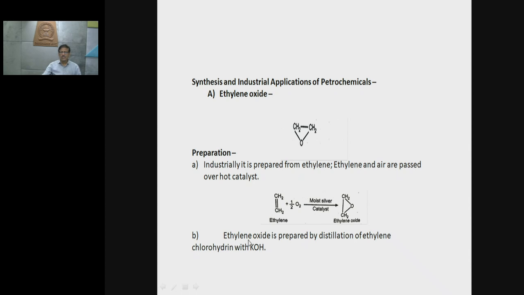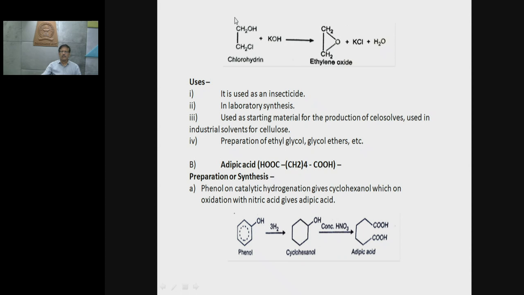Second method is ethylene oxide is prepared by distillation of ethylene chlorohydrin with KOH. See, this is chlorohydrin reacted with potassium hydroxide. So firstly the KCl is removed from chlorohydrin and KOH, and OH from KOH and the hydrogen from CH2OH, removal of water molecule, and this oxygen is now bonded to this carbon. Already this is bonded to one carbon, and now after removal of KCl and removal of H2O, this oxygen is bonded to another carbon. So this is ethylene oxide.